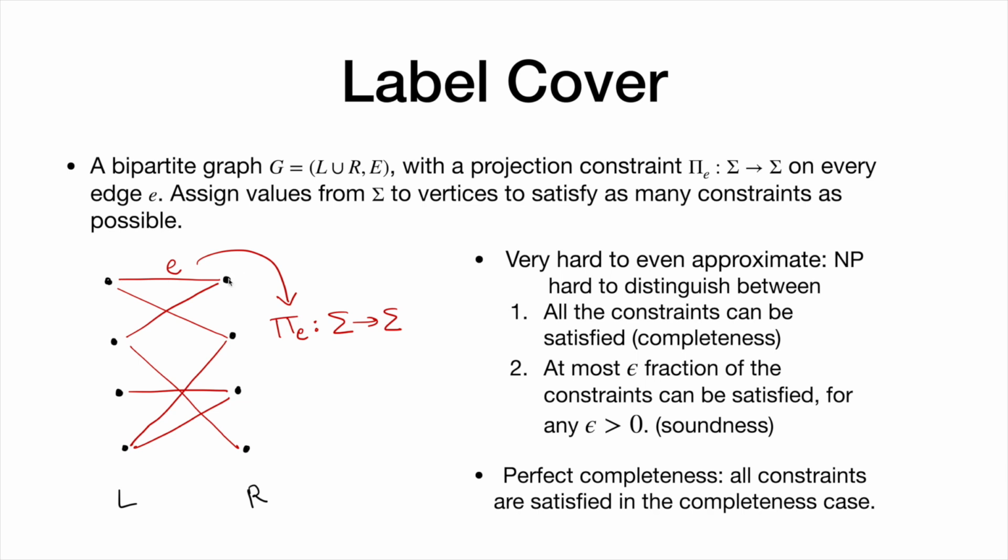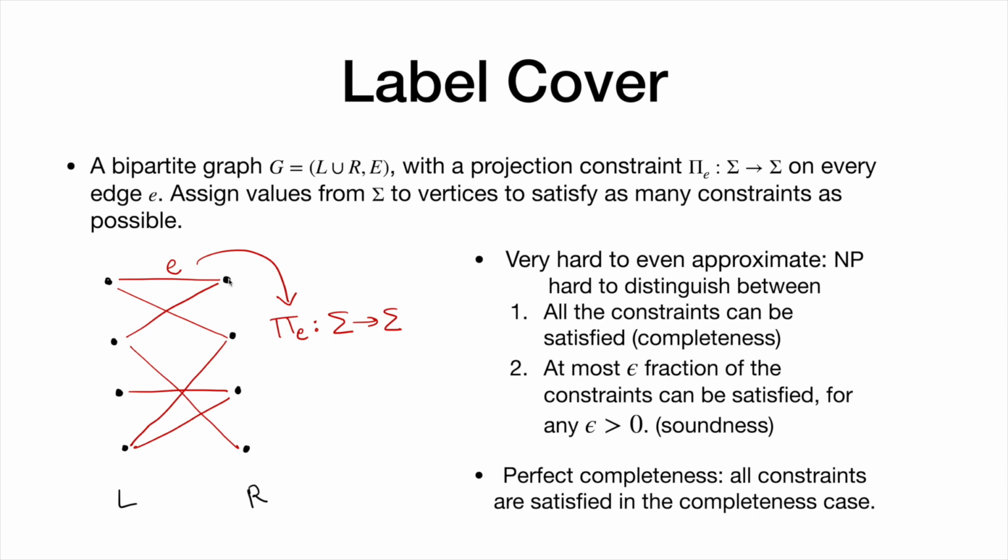And this problem, label cover, is known to be very hard to approximate. It's NP-hard to distinguish between the case where all the conditions can be satisfied versus the case where only an epsilon fraction of the conditions can be satisfied, for any arbitrarily small epsilon. The case where all the conditions are satisfied is usually referred to as the completeness case, and the other case is called soundness. And as I mentioned earlier, we need perfect completeness for three coloring.